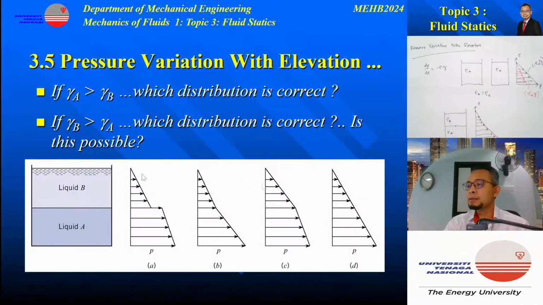So considering this diagram here, which one of these pressure distribution diagrams is correct? A cannot be true because you have two values of pressure at the interface here. C cannot be true because dP/dz is bigger in fluid B. And D cannot be true because the densities of the fluids are different. Therefore, the rate of pressure change with elevation will be different. So the correct answer will be B.